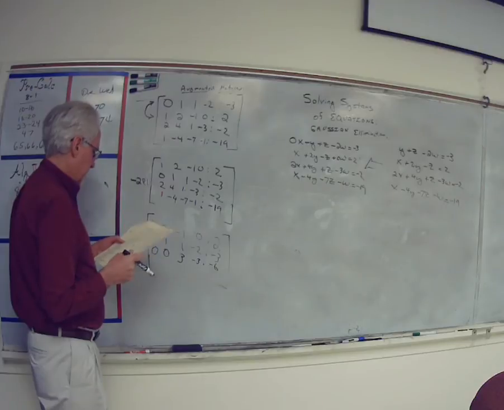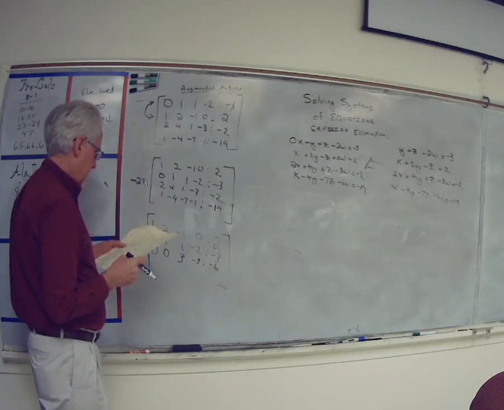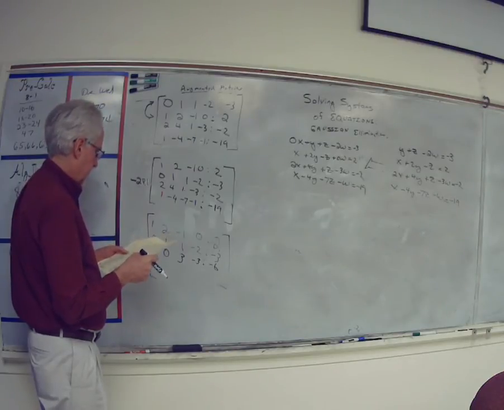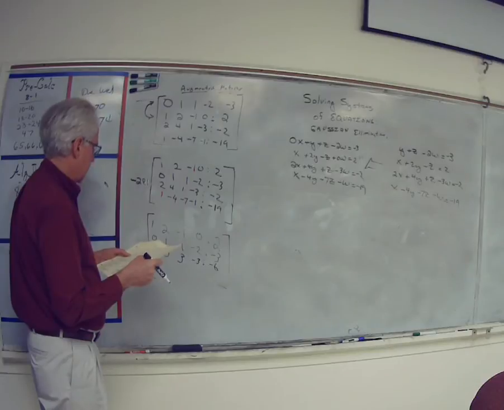I wish I could be neater up here. All right, so we go to 0, 0, 3, minus 3, minus 6. You can multiply it by 1/3.